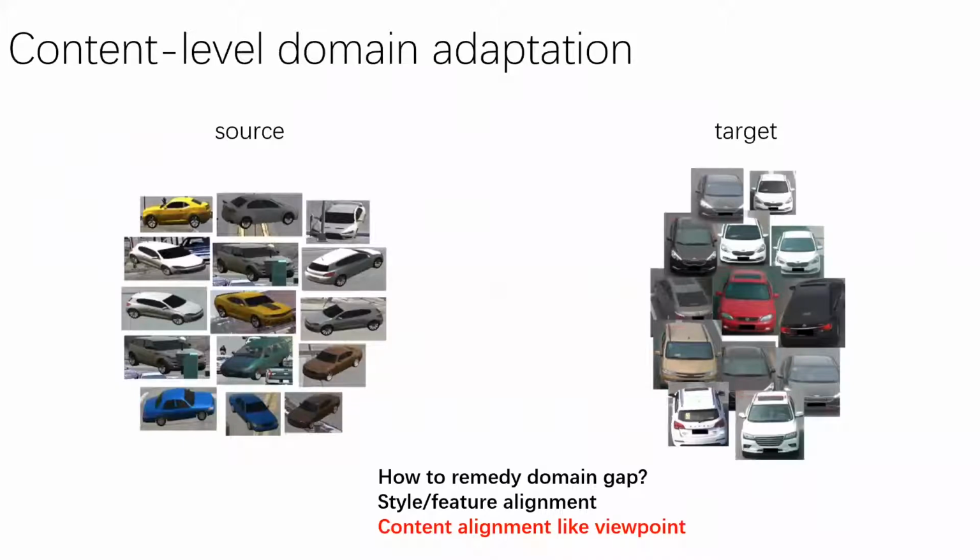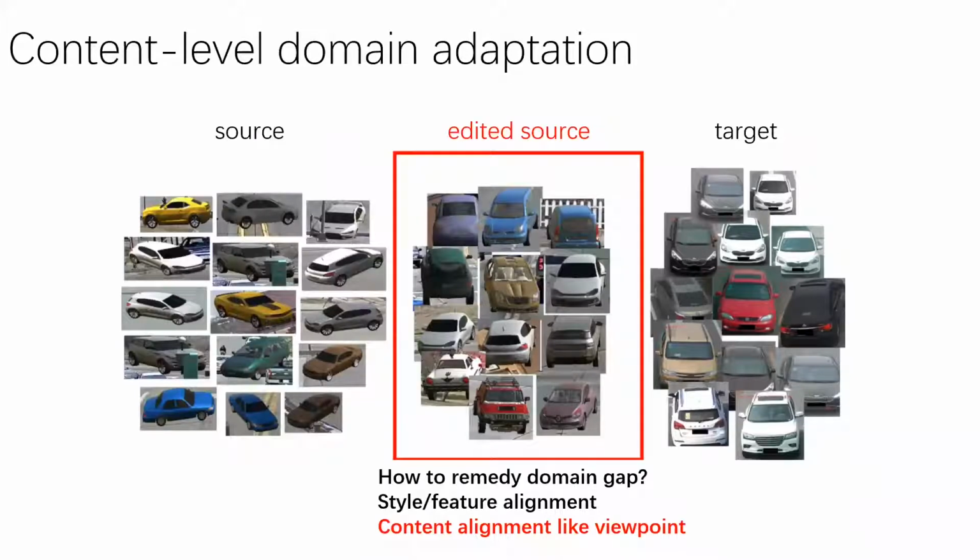In this paper, we focus on a smaller and more controllable application, vehicle re-ID. The problem is we have a synthetic source and a real-world target, so how to remedy such a domain gap? In the first level, the synthetic style and real-world style are different. We may need to perform style or feature alignment. In the second level, it is clear that the target dataset consists mostly of car rears and car fronts, but it seems the source is not the same. Thus, we study such content alignment. The goal is to let source vehicle images have similar content with the target, like the viewpoint.